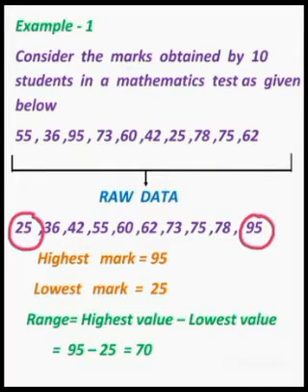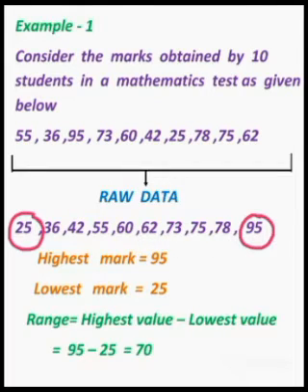So these are the marks obtained by 10 students in a mathematics test. By looking at this data, can you find out immediately the highest mark and the lowest mark? It takes some time. We cannot find it easily, isn't it, children? So let us analyze this in a better way. Let us first arrange this in ascending order. By arranging in ascending order, you will get 25, 36, 42, 55, 60 and so on up to 95. This is the data arranged in ascending order.